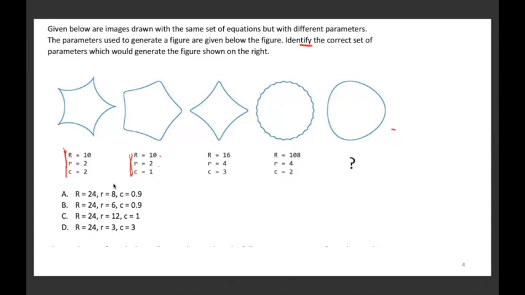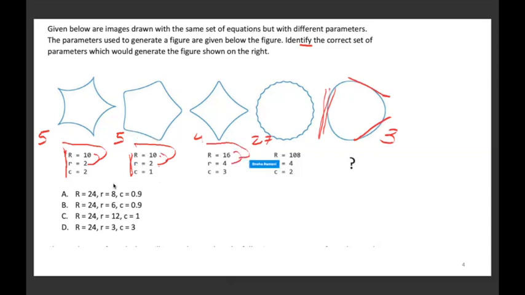Now if you look at all the diagrams, this is 5-sided, this is also 5-sided, this is 4-sided, this is 27-sided, and this is a 3-sided figure. 3 means 1, 2, and 3. So how does this 5 come? When you divide 10 by 2, we get 5 here. 10 by 2 again 5. 16 divided by 4 comes to 4. And 108 divided by 4 gives 27.